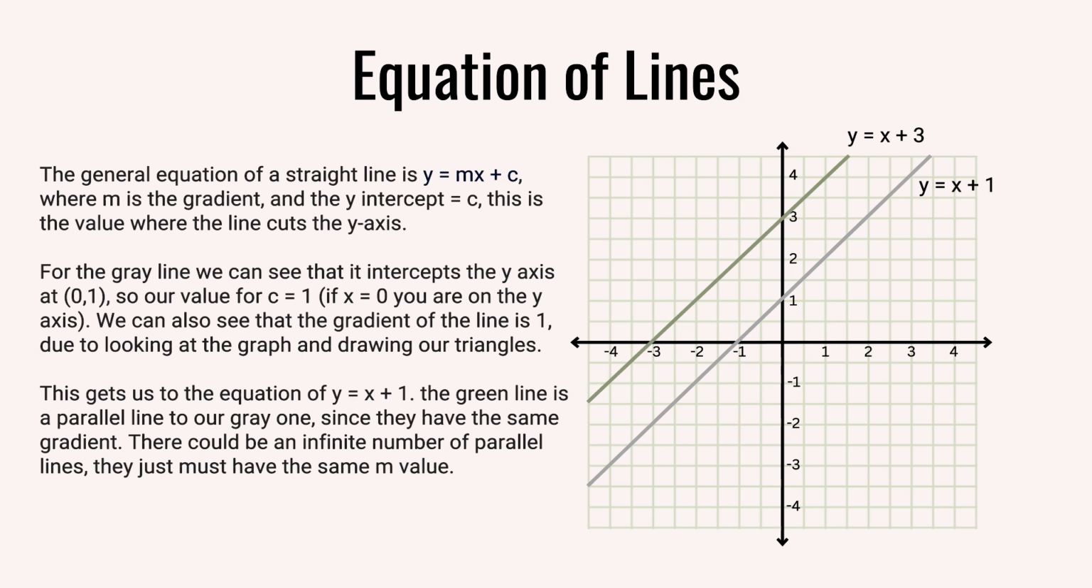The green line is a parallel line to our grey one, so they have the same gradient. As you can see, it's just 1x for both. There could be an infinite number of parallel lines, they must have the same value for m. So y equals x plus 97 would be a parallel line, because it's got the same gradient for x. It'd just be very far away.